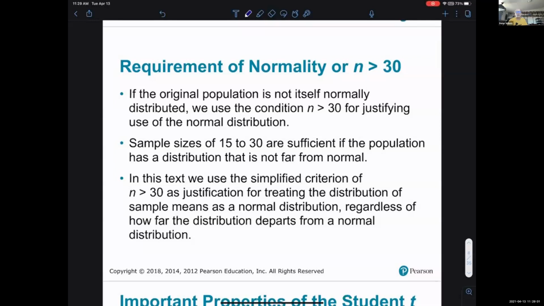So they're just discussing these criteria, but we do want to be clear that at least one of those two conditions needs to be met. You need to either have a sample size over 30 or have some justification that the population the sample is drawn from is normally distributed or not far from it.